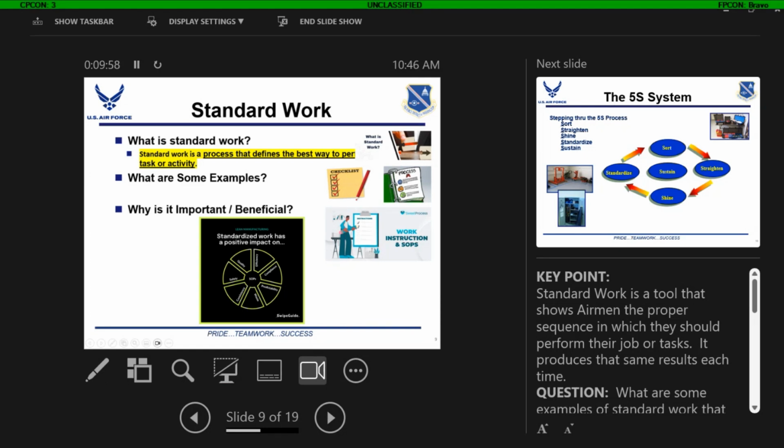Why is lean important or beneficial? Well, as you can see through the diagram, standardized work has an impact on quality, efficiency, compliance, and most importantly, safety. Standard work can make or break your organization.